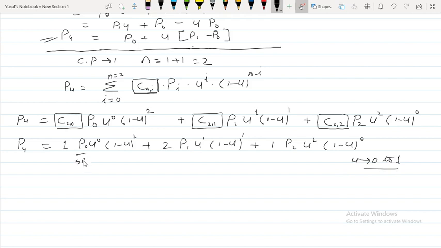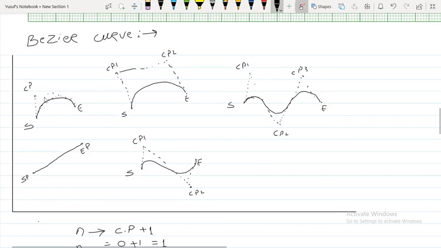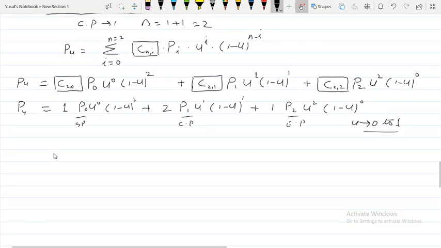Start point, control point and end point. If control point is 1 for this type of curve, only one control point is there, start point, end point and control point. Similarly, we can write the equation for two control points. So suppose control points are 2, then value of n will be 2 plus 1, that is 3. So value of n is 3.